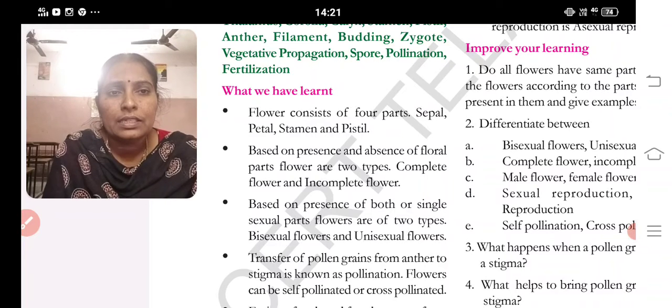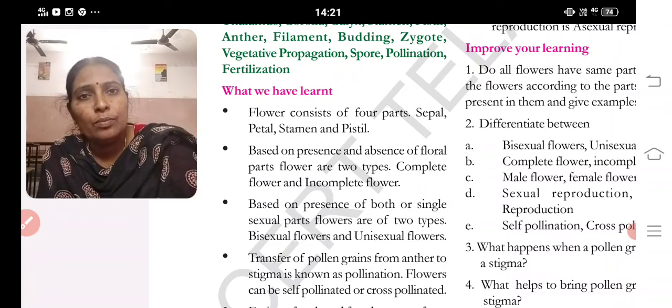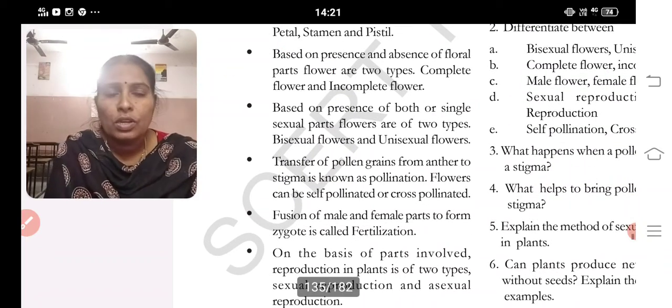Transfer of pollen grains from anther to stigma is known as pollination. Flowers can be self-pollinated or cross-pollinated.